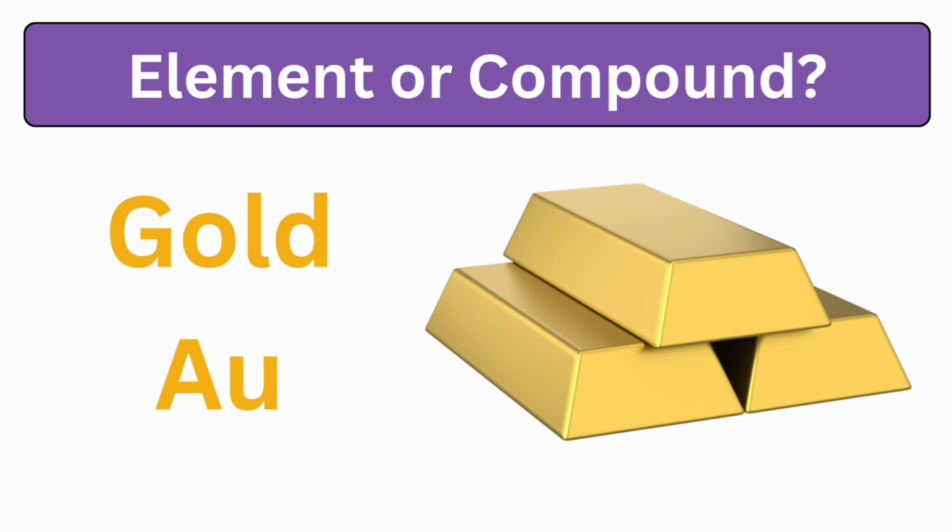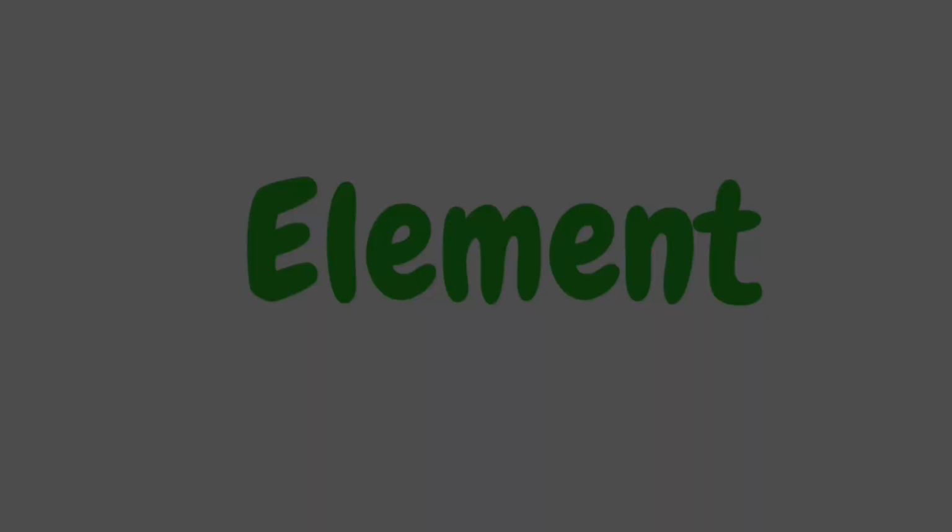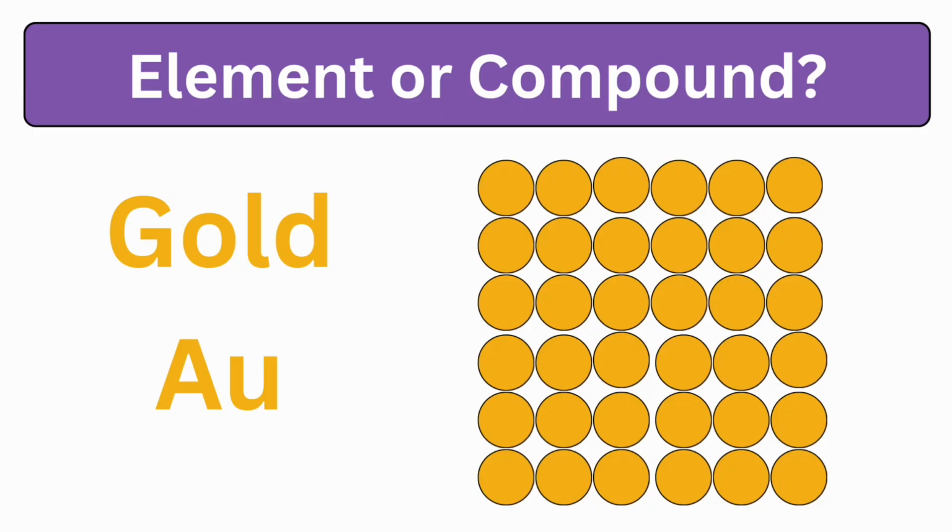Is this an element or a compound? The answer's coming in 3, 2, 1. Did you guess that it's an element? Because gold is a metal, it actually contains lots and lots of gold atoms all joined together. You'll find gold in the periodic table, which tells you it's an element. You can also tell it's an element because the symbol has only one capital letter. It's got the symbol Au.